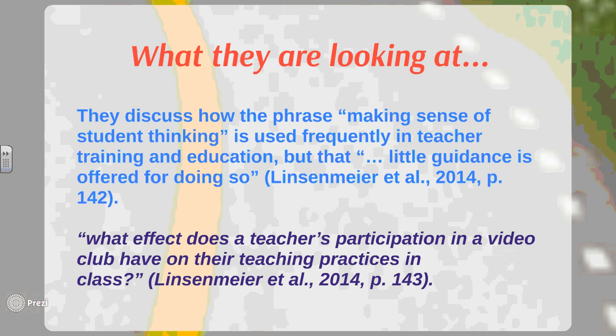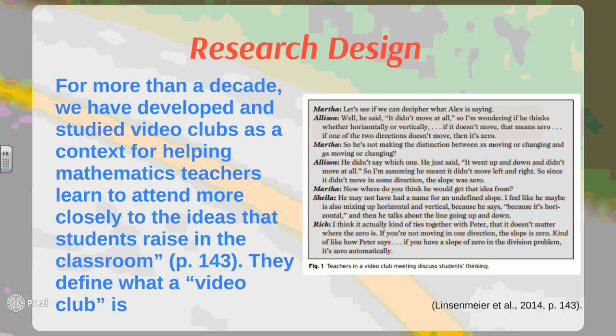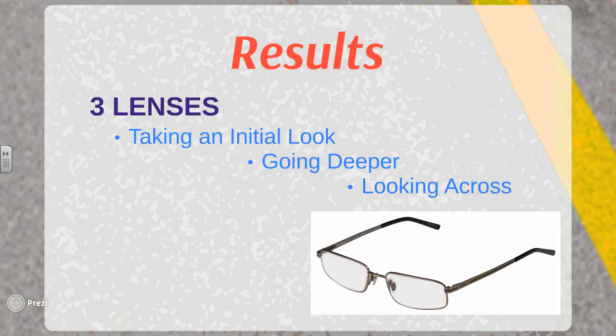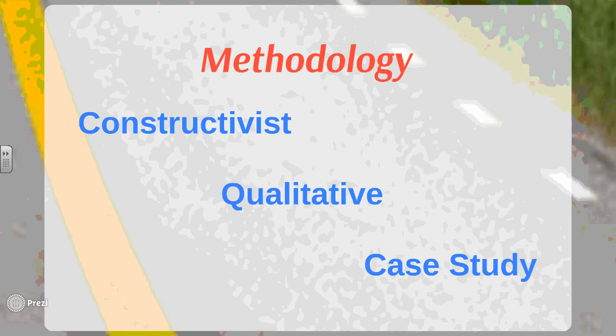They studied a video club where teachers videotaped their classes, and they came together and tried to look at how students were interacting and thinking in the class. We see scripts as data, and that's what we see right here, a sample of a script. The results were that they saw that teachers were looking at the videos using 3 lenses. They were either taking an initial look, going deeper, or looking across. So there were 3 different ways that teachers in these groups were looking at the data.